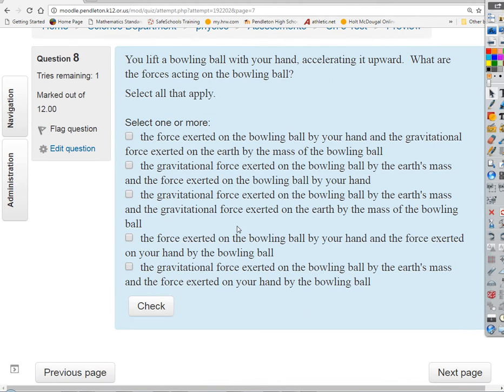How about this? You lift the bowling ball with your hand, accelerating it upward. What are the forces acting on the bowling ball? Is this asking for action-reaction pairs? No. This just wants all of the forces acting on the bowling ball. So the force exerted on the bowling ball by your hand and the gravitational force exerted on the earth. That's not it. Gravitational force exerted on the bowling ball by the Earth's mass and the force exerted on the bowling ball by your hand. There's a winner, right?